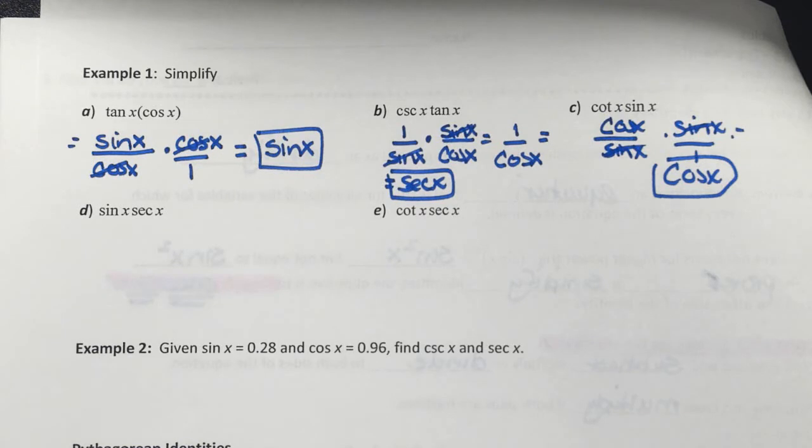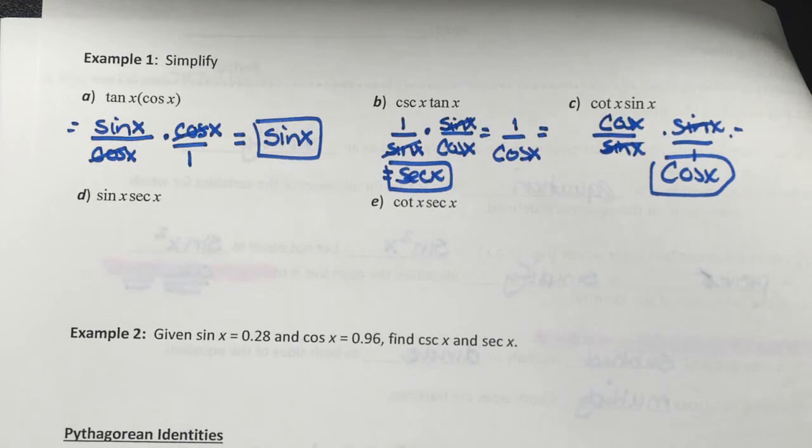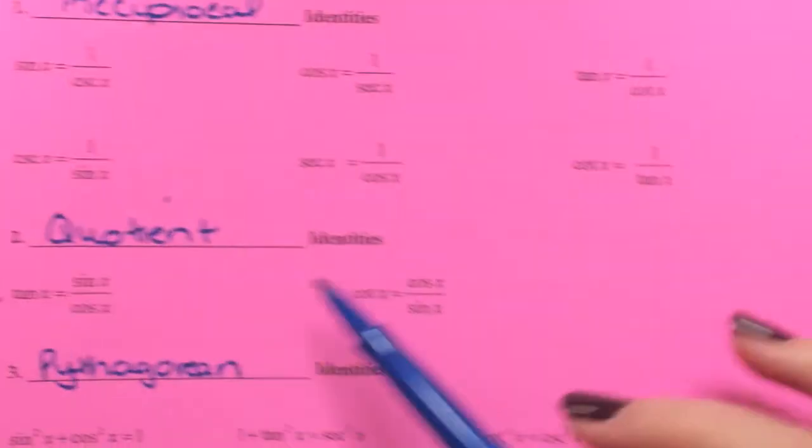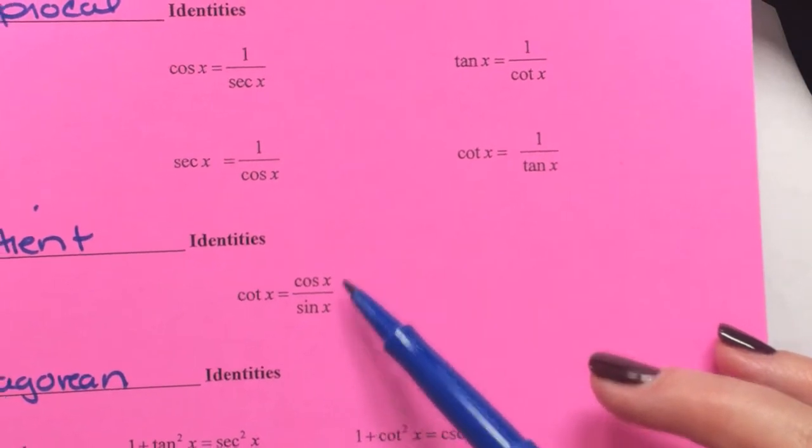I'm sorry? You change cotangent into cosine over sine. Like I said, if you are stuck and you don't know where to start, always try changing things into sine and cosine. We know cotangent is equal to cosine over sine. Brendan, question? Because cotangent, if you look on your pink sheet, remember, is cosine over sine.